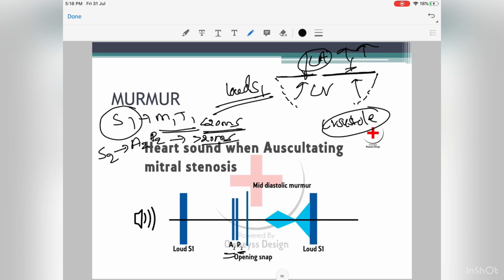And the difference between the closure of the aortic and pulmonary wall also increases when we inspire, because when we inspire, the blood to the right side of the heart increases. As a result, the pulmonary wall closure is delayed. As a result, normally we can hear an inspiratory splitting of the second heart sound, which is normal.